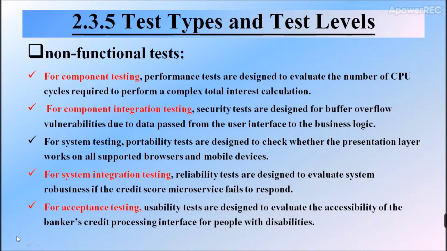The presentation layer is layer number six in the OSI model, which serves as the data translator for the network. In system integration testing, we may test the reliability of our system and whether it is robust when the microservice fails to respond to our system. At last, in acceptance testing, we may test the usability of our application to test the accessibility of the banker interface for people with disabilities.